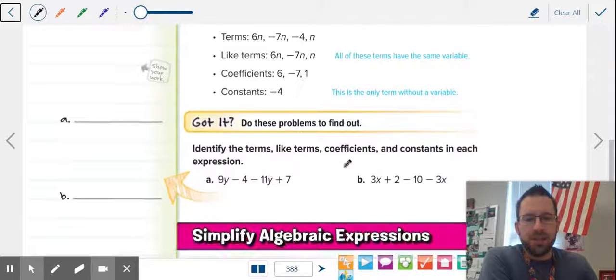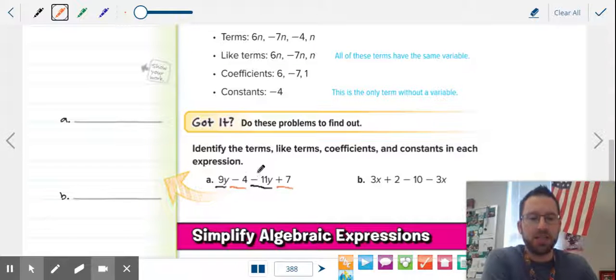So the first thing we're going to do is label terms, like terms, coefficients, and constants. This will be on the test, so make sure you know how to identify these 4 things. First off, the terms are 9y, -4, -11y, and 7. 9y and -11y are like terms. They have the same variable. -4 and +7 are also like because they have no variable.